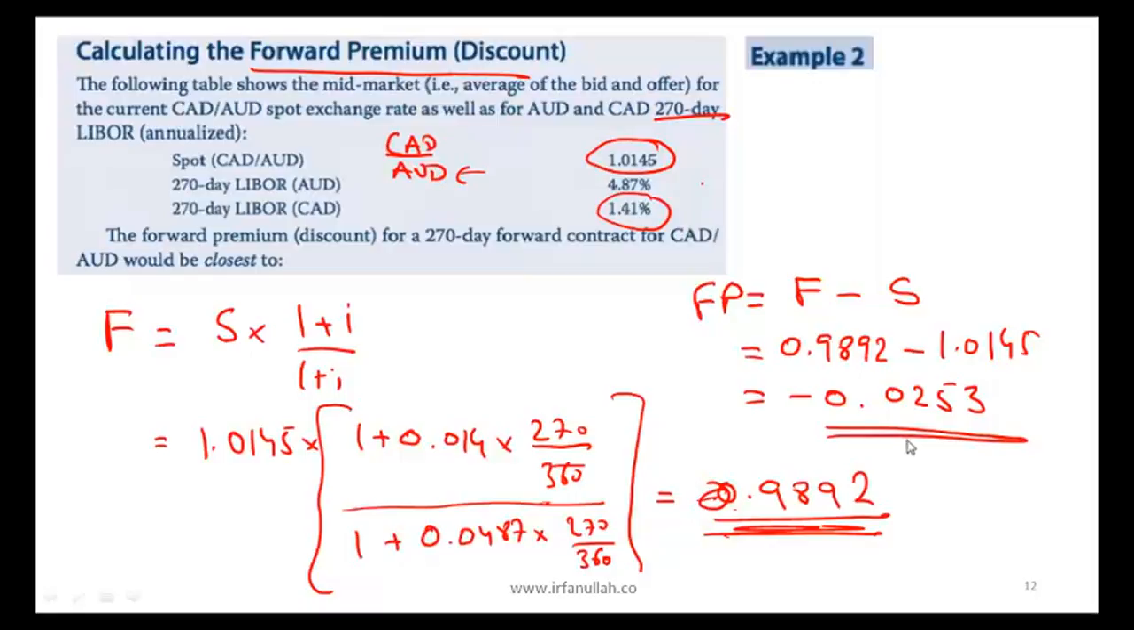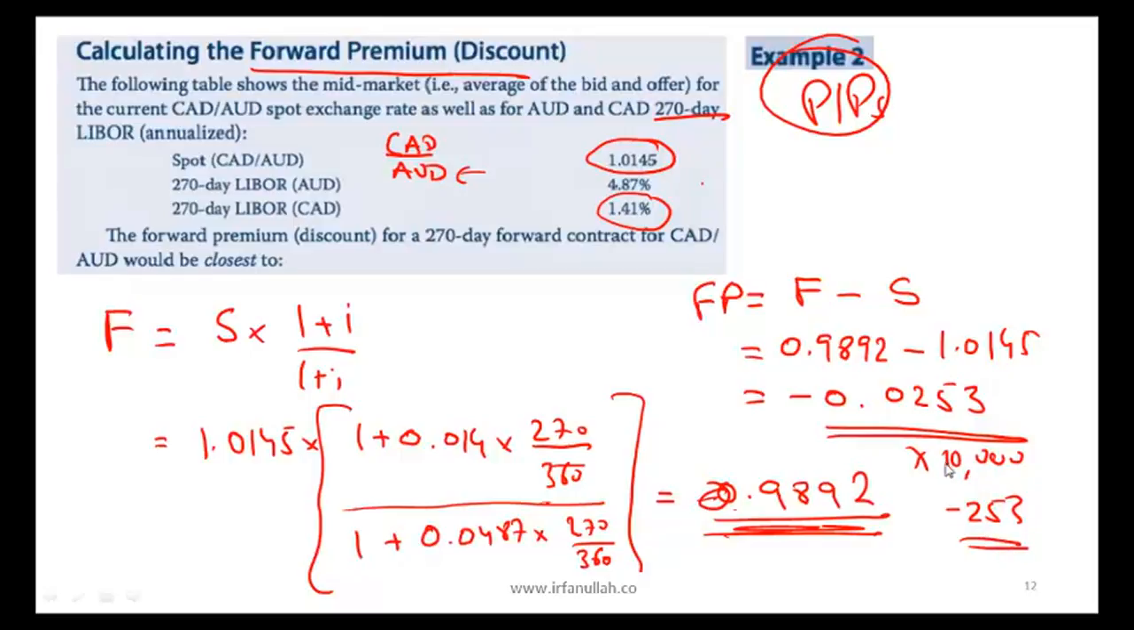This is one way of expressing the premium or discount, which is in decimal terms. But in the FX markets, you often express the forward premium in terms of what's called pips. And I'll just give you the answer over here. To convert from decimal to pips, you multiply by 10,000. When you multiply this by 10,000, what do you get? Minus 253. So the forward premium is minus 253. That is the number of pips.